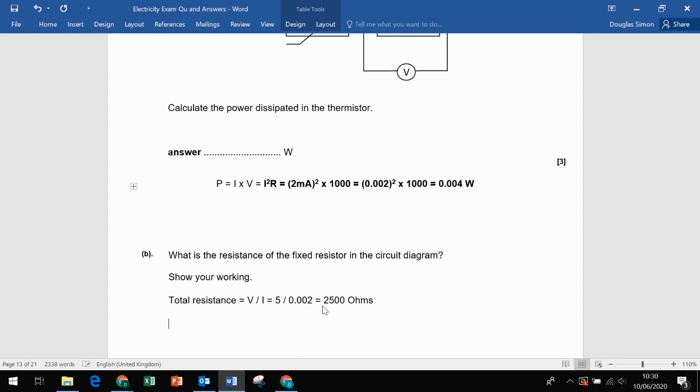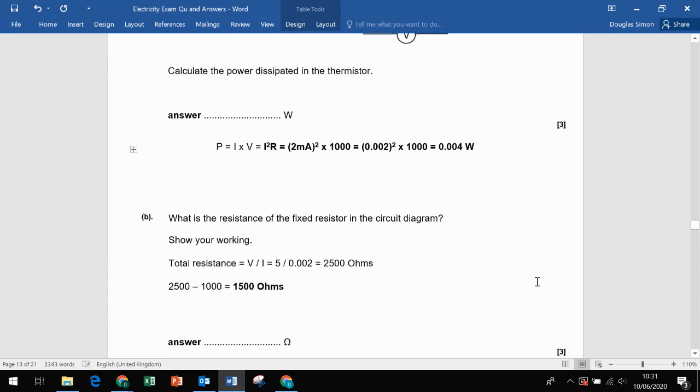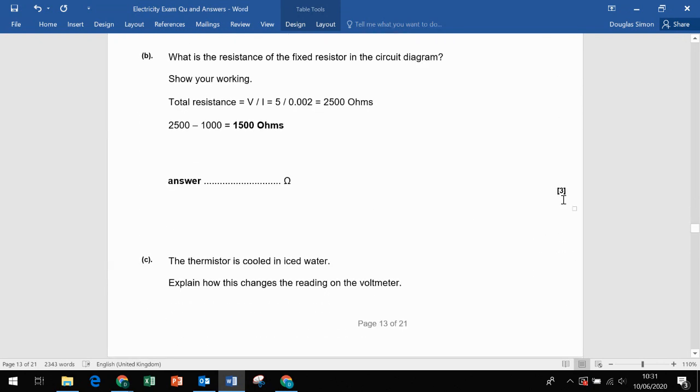But we know that the thermistor has a resistance of 1,000 ohms. So 2,500 minus 1,000 equals 1,500 ohms for the fixed resistor. So there's 2 steps. You have to work out the total resistance, take away the resistance of the thermistor, which again is why you get 3 marks.